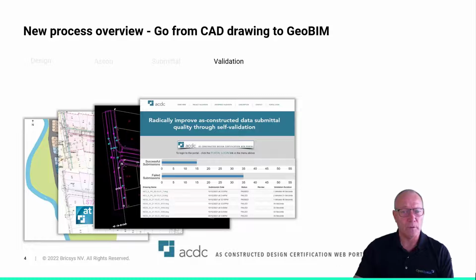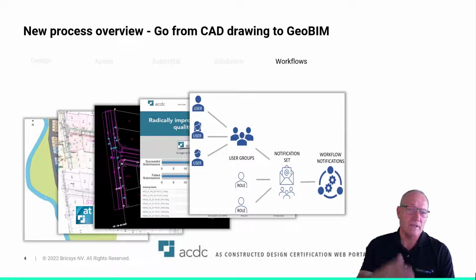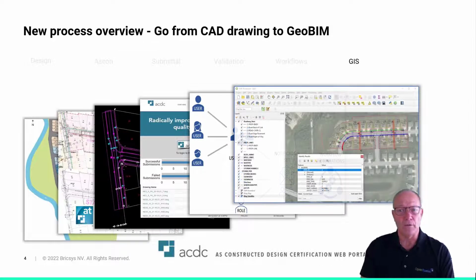Within the portal, you can do validation, and here you can see a dashboard with a number of drawings, and it literally takes a matter of seconds or minutes to validate a drawing. If it's validated, we can add workflows because it's in the cloud. We can let people know the project submittals are ready, etc. We can also then automatically output the GeoBIM data.